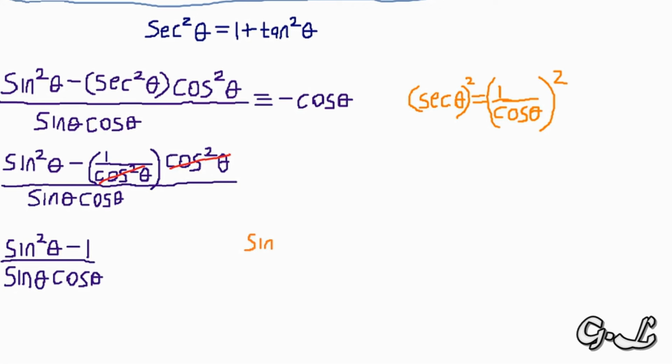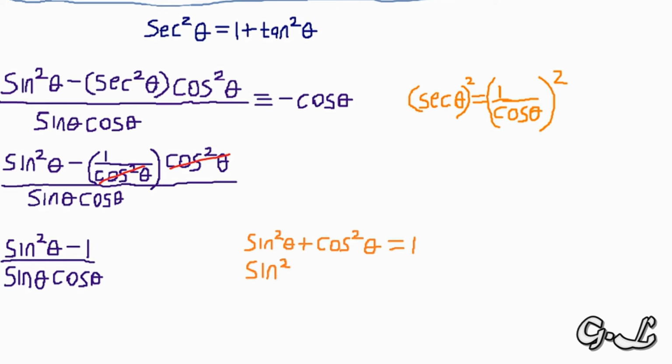So now let's try to identify another identity. Sine squared theta plus cos squared theta is equal to 1. So now what we're going to do is make sine squared theta the subject in this video tutorial.